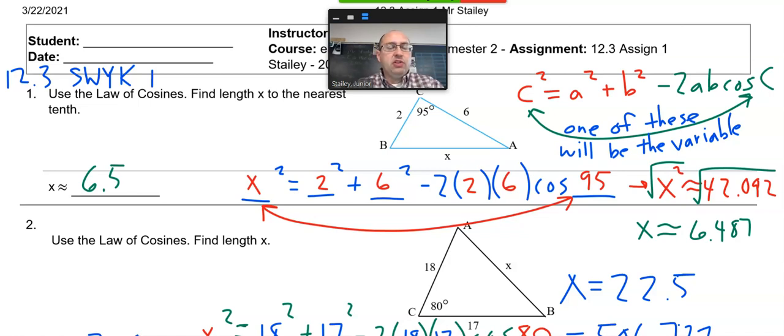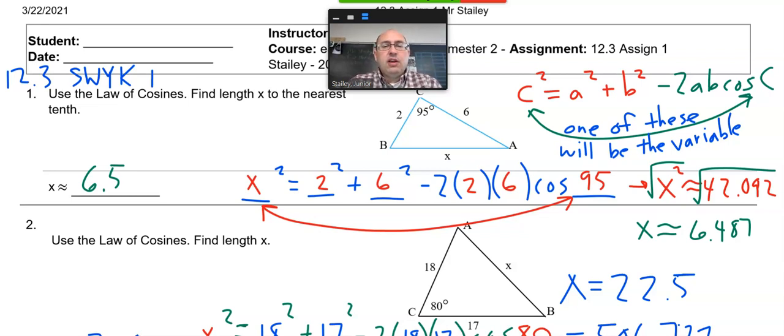Week 12, Section 3, Swyk number 1, and the only Swyk of this particular assignment. I just had too much. I didn't want to throw it into the last one. I guess I could have, but oh well. The Swyk and the assignment are pretty much the same, except the Swyk you get all kinds of chances. The assignment you only get one chance, as you know, unless I screwed something up.